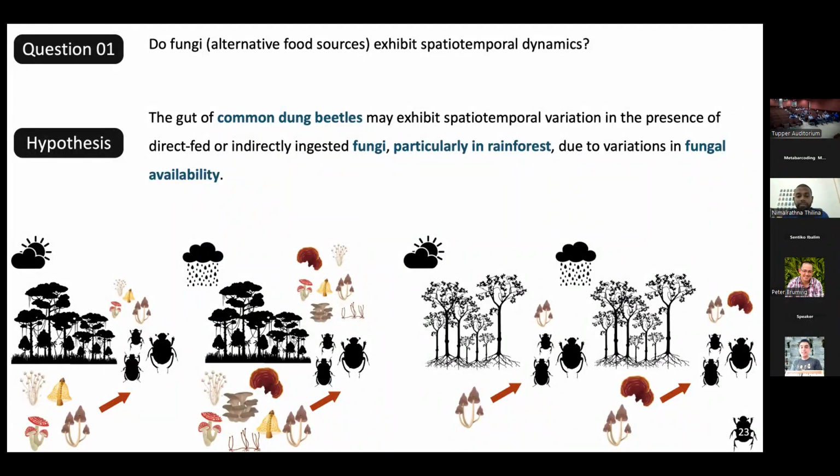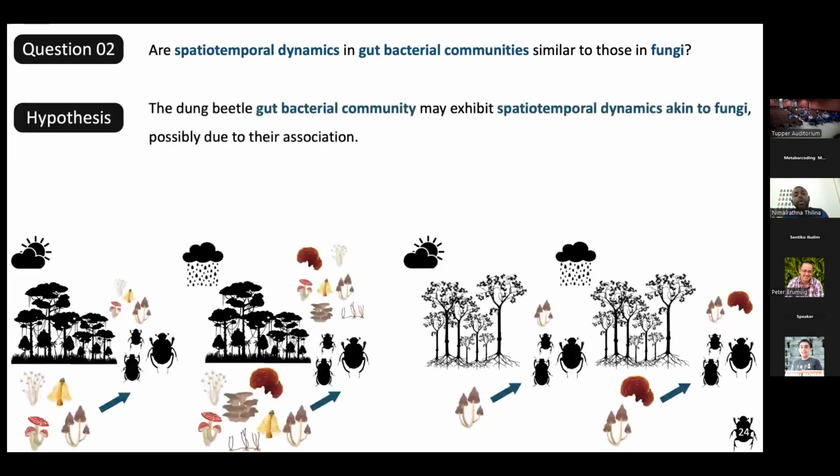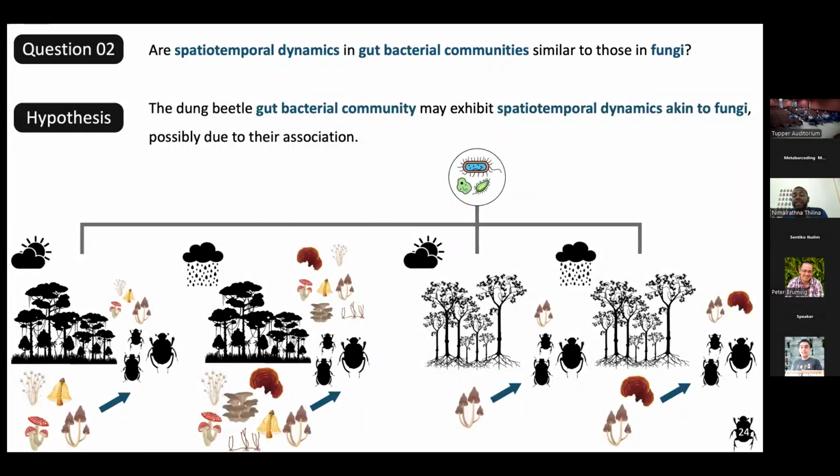and also it's affected by the chemical usage in the rubber plantation. Therefore, the fungal community may be not much compared with the rainforest, and there may be no seasonal variation. And the second, we ask the question, if the dung beetle shows such a difference in fungal consumption, whether this is facilitated by the bacteria.